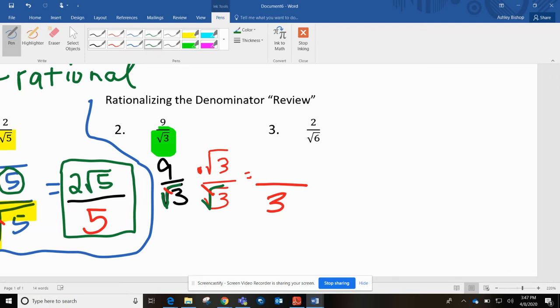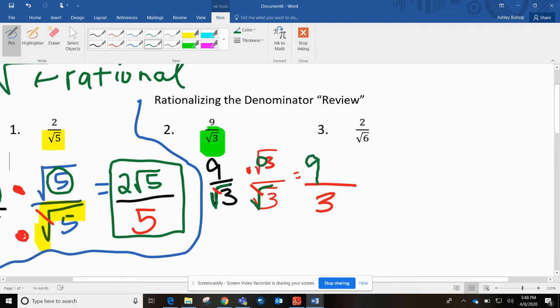And then I have the 9. The 9 is outside of the radical, and the 3 over here is underneath, inside the radical. So we cannot simplify them, so we're just going to write them next to each other. So I have 9 times the square root of 3.